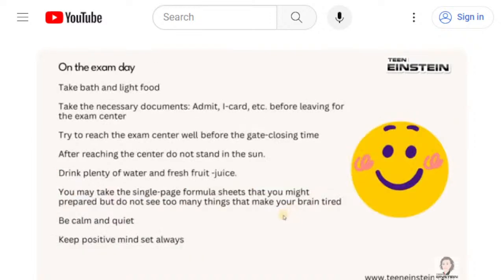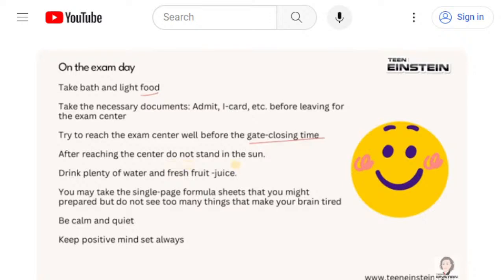Okay, now on the exam day, what should you do? There will always be some tension. Being a student, even for us it was there, but you should take it easy. Take a bath in the morning, take a light meal, and do not forget to take the necessary documents like the admit card, I-card and other things before leaving for the exam center, and reach the exam center well before the gate closing time. This is very, very important, otherwise you will be very confused.